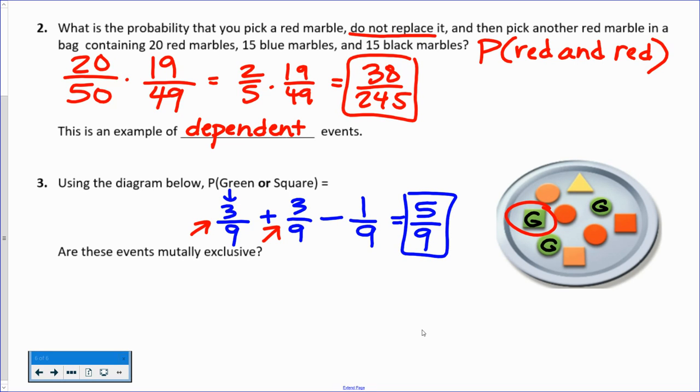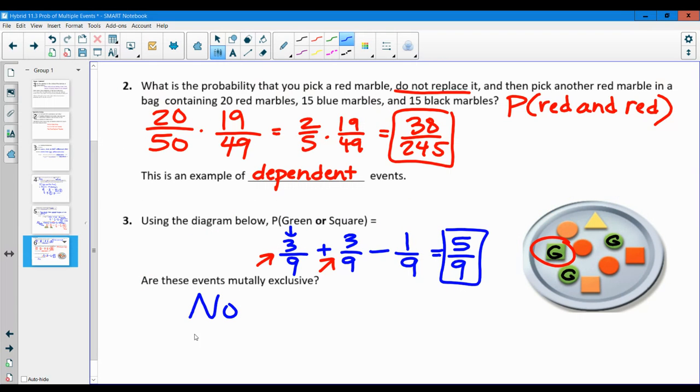For my probability, are these mutually exclusive? They are not mutually exclusive because they had an event that could happen at the same time. We had a green square. So they are not exclusive of one another. Okay, that is our lesson for today on probability of multiple events. Good luck on your homework.